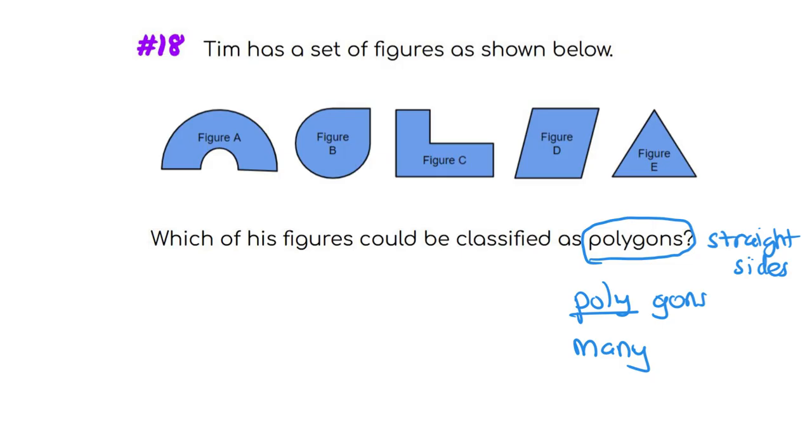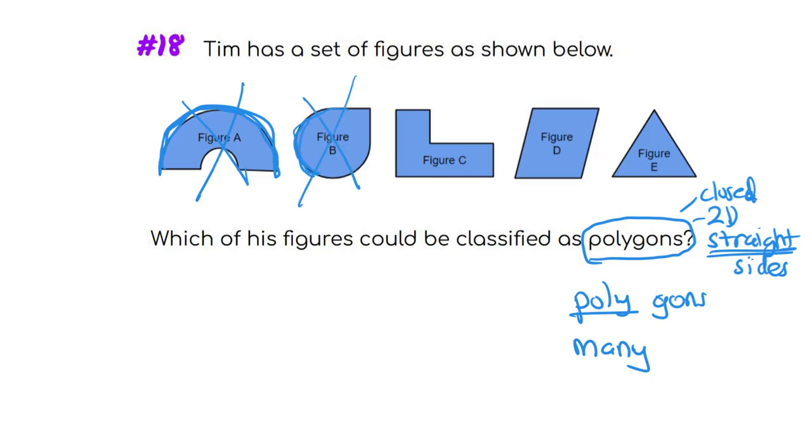It also has to be closed and two-dimensional, but they don't usually test us on that one. It's those straight sides that they like to test us on. So if we take each figure one at a time, figure A definitely has some curves, and so it is not a polygon. B also has a curve, and so it is not a polygon.